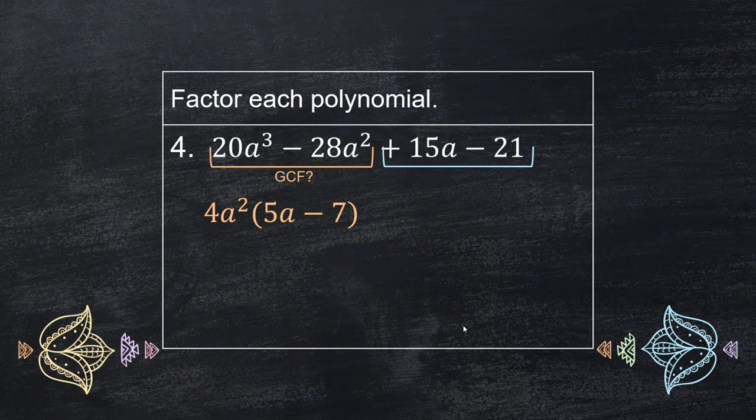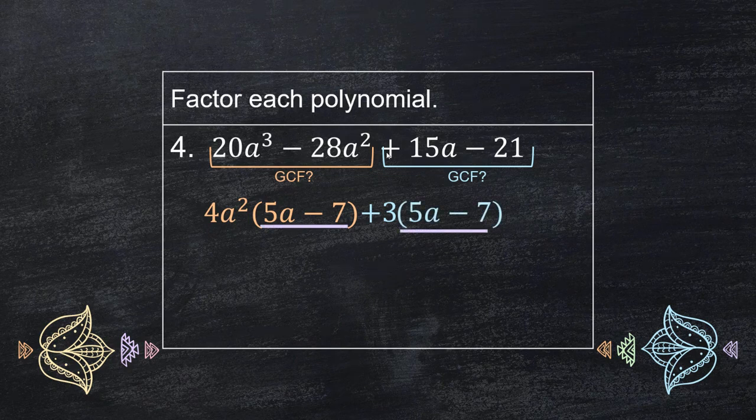Move on to your last two terms. Ask yourself what's their greatest common factor. 15 and 21 are both divisible by 3. 1 plus 5 is 6, so we know that's divisible by 3. 2 plus 1 is 3, so we know that's divisible by 3. If this sign is plus, we factor out a positive 3. Dividing them both by 3 would give us 5a minus 7.